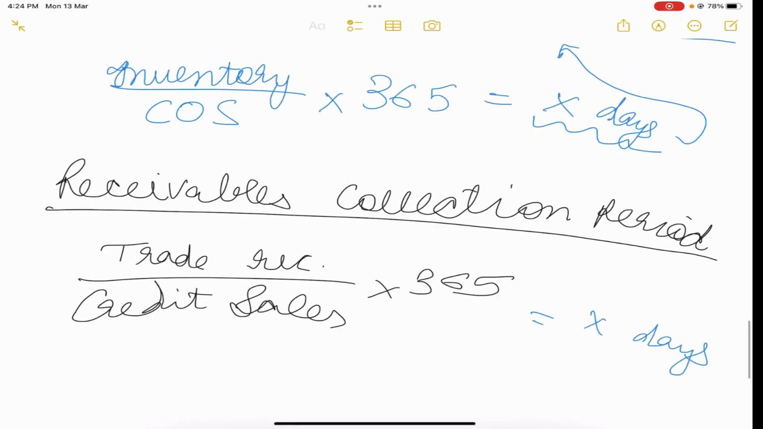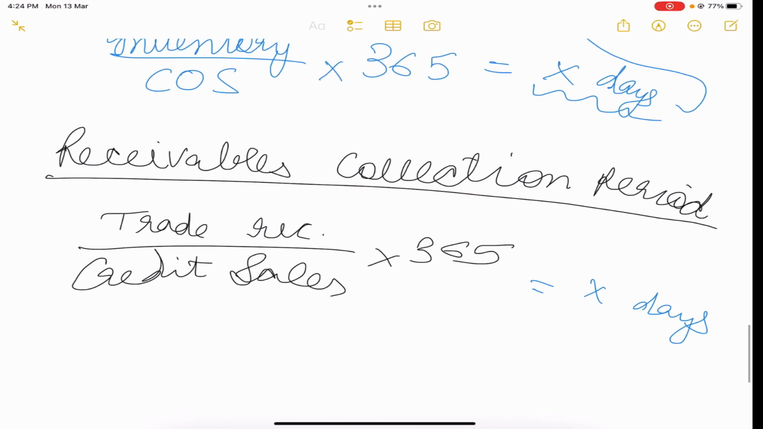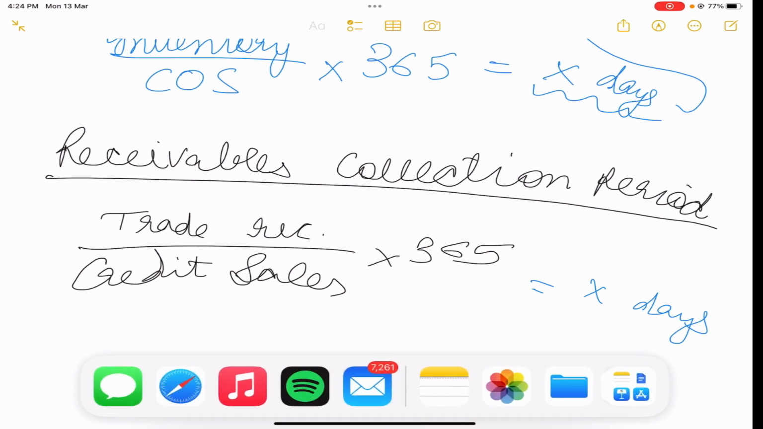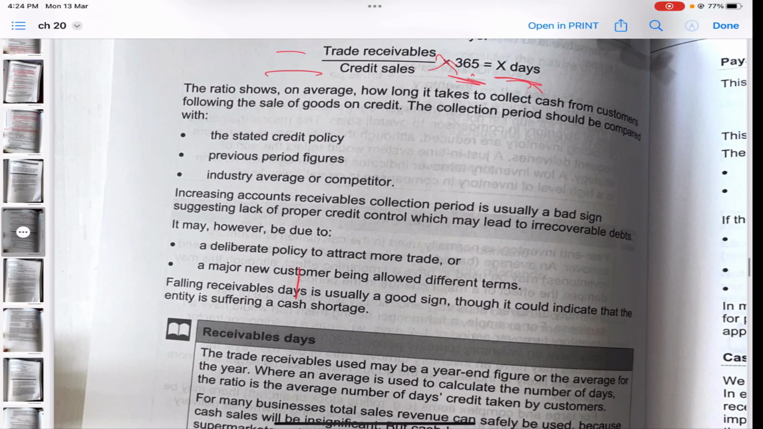So until now, what did we see? We saw the inventory turnover ratio, which is inventory upon COS multiplied by 365. And then we saw the receivable collection period, which is receivables upon the credit sales multiplied by 365 days. Read this.